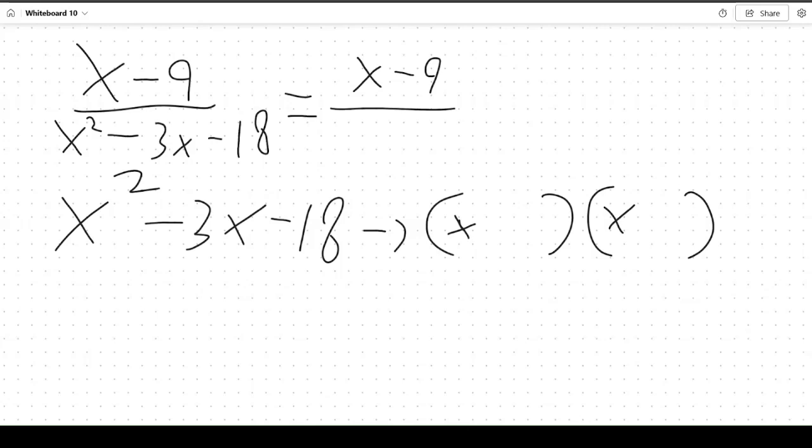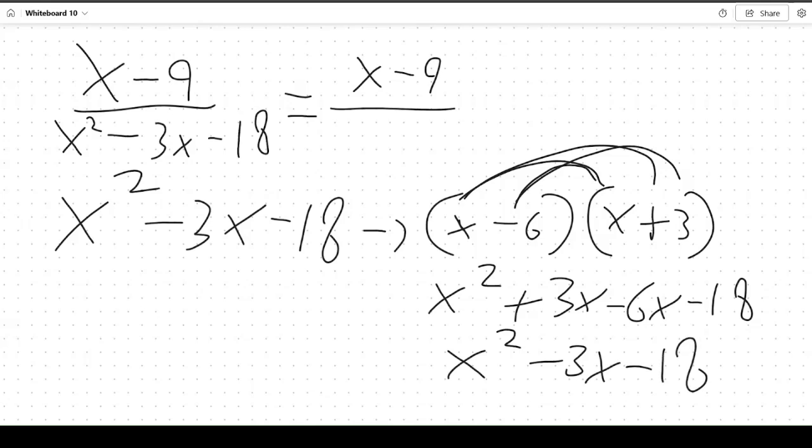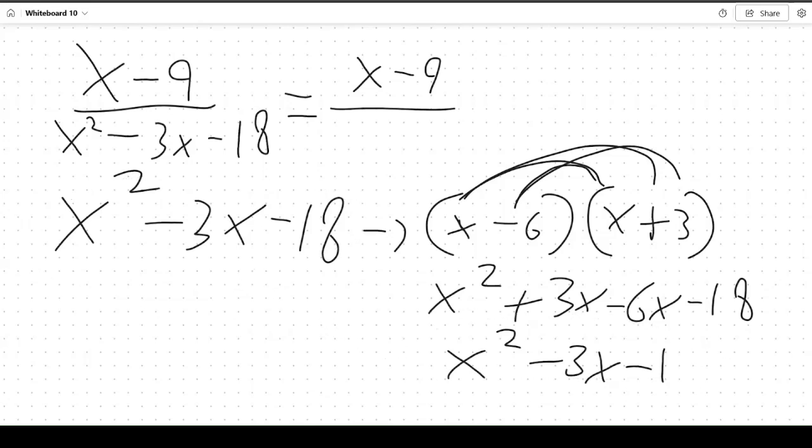So we know that we have x minus 6, and we have plus 3, because if we distribute these, this would be x squared, distribute this, plus 3x, distribute this, negative 6x, and if we distribute this, it would be negative 6 times 3, which is negative 18. This would be x squared minus 3x minus 18. And as you can see, we literally have the exact same thing right here. So we can use this to our advantage.